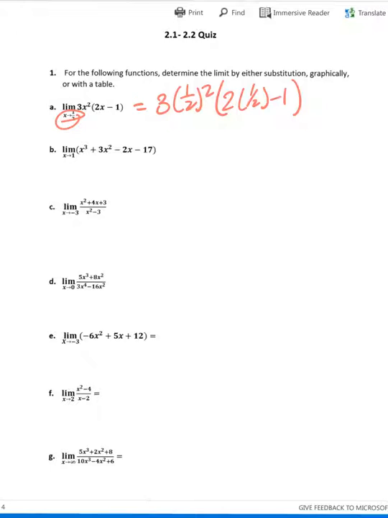Before I get into 3 times 1/2 squared, I'm going to do the inside here. 2 times 1/2 is 1. 1 minus 1 is 0. 0 times anything is 0, so the answer is just 0. Done. Let's do the next one.